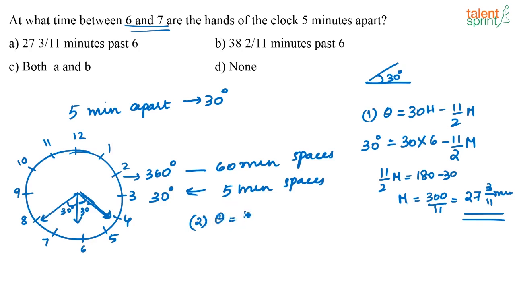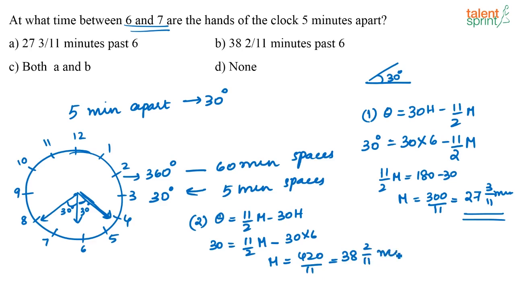So again in this case theta is equal to 11 by 2m minus 30h. So here I have theta as 30, that is equal to, I have to find out the minutes when this is happening, and h is 6. So when you solve for this, what will you get? You will get m is equal to 180 plus 30, that is 210 into 2 by 11, that is 420 by 11, which is equal to 38 2 by 11 minutes. So in both of these times, that is 27 3 by 11 minutes past 6 and 38 2 by 11 minutes past 6, the angle between the hands of the clock is going to be 30 degrees. So if you look at the options, the correct answer that we are looking at is option C, both A and B. Both of these are correct.